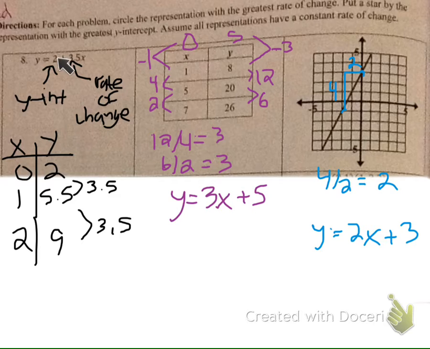Okay, so now it says that I have to circle the one with the biggest rate of change. So here I have a rate of change of 3.5, 3, and 2. So the one I get to circle, choose a different color for that, is the first one. And then star the one with the largest y-intercept. Y-intercept of 2, 5, and 3. So this one has the largest y-intercept.